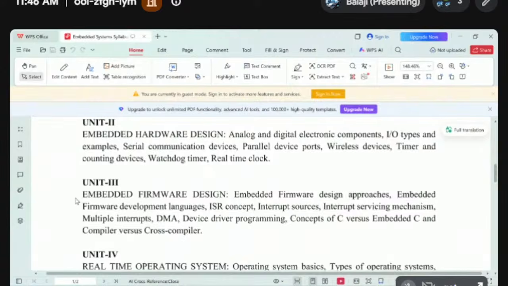In the interrupt service routine concept, we are going to discuss the subroutine concept. A subroutine is nothing but a subprocessor concept, and a subprocessor is nothing but functional programming. Functional programming. This concept also comes in the third unit. It is the ISR, interrupt service routine.